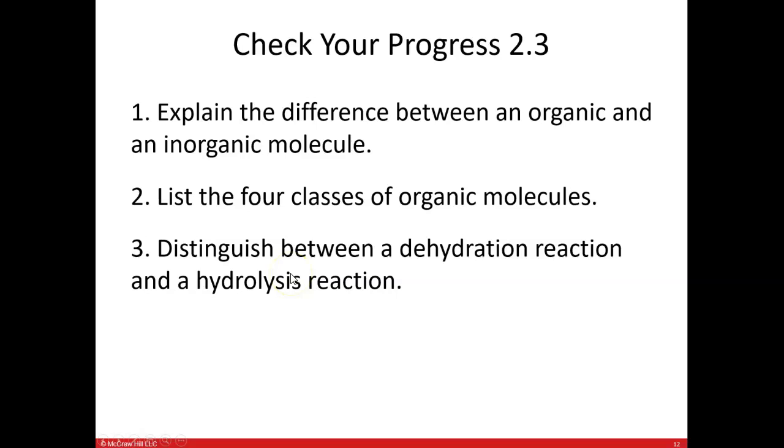I always list which questions I think you should be able to answer in the study guides. So you should be able to answer these 3, and the answers are right there. You can click on it and it will tell you the answers. So you should be able to do those. So I'm going to stop right here, and we'll start up again in section 2.4.